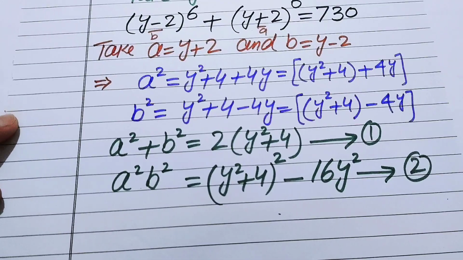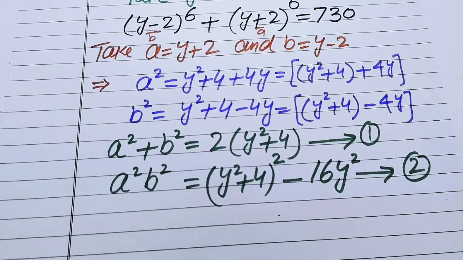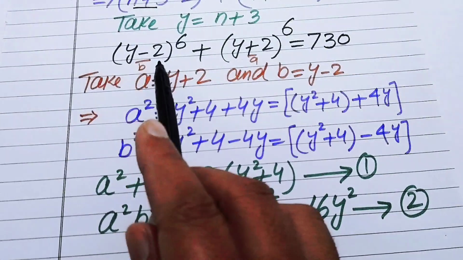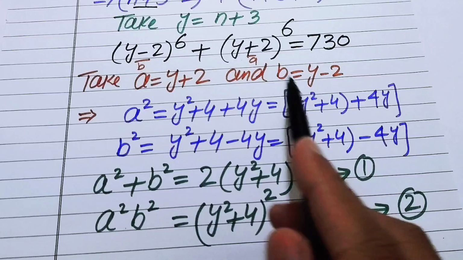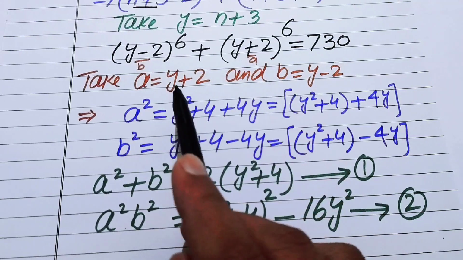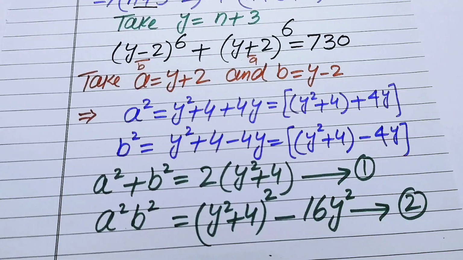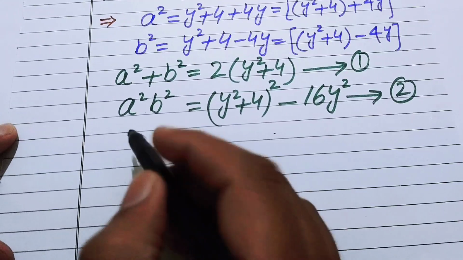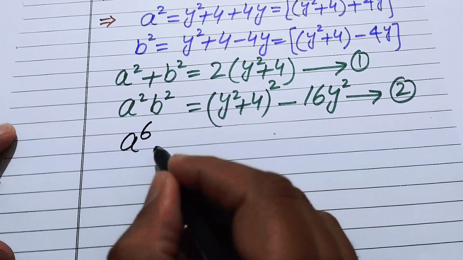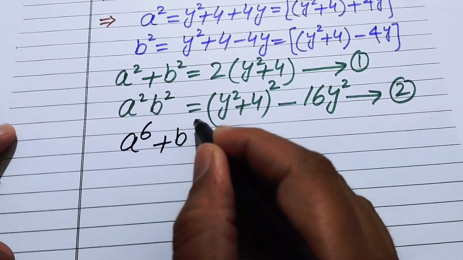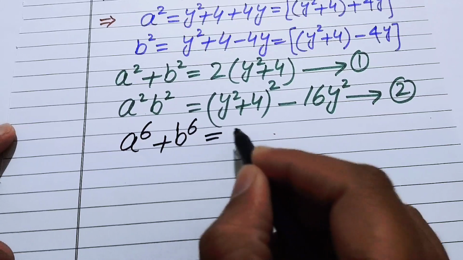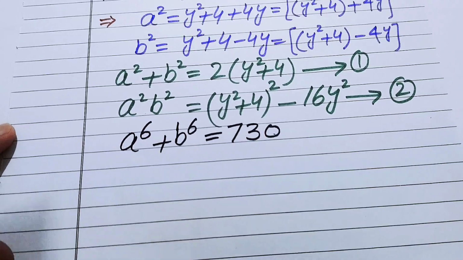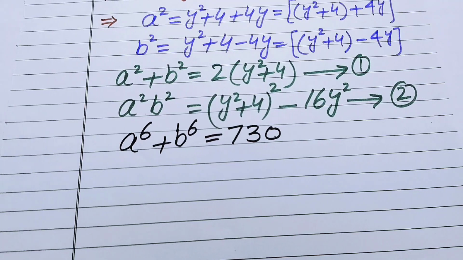So now we will move to our first equation. In our first equation you just see here we have y minus 2 and y plus 2, so we can put y minus 2 equals b and y plus 2 equals a. Now we put these two values in this equation and we will get its output in this form: a to the power of 6 plus b to the power of 6 equals 730. And now we will simplify these two expressions, and we will get our final answer.